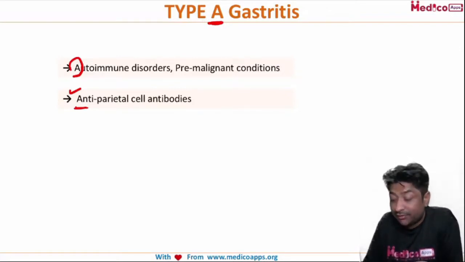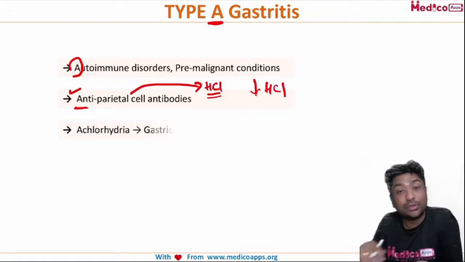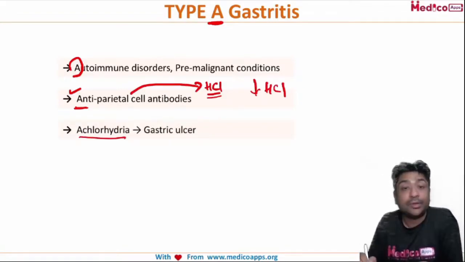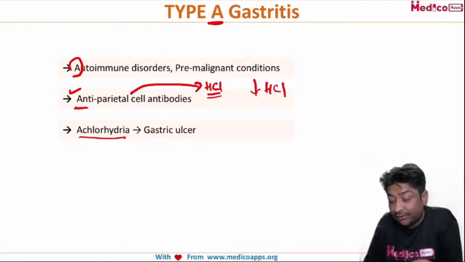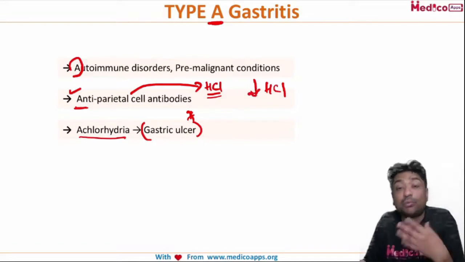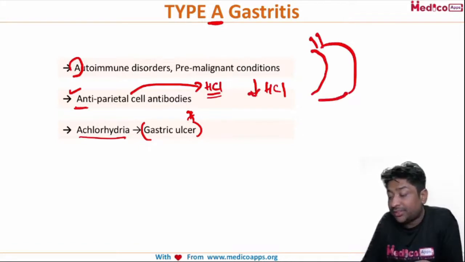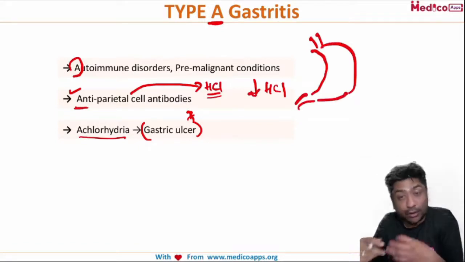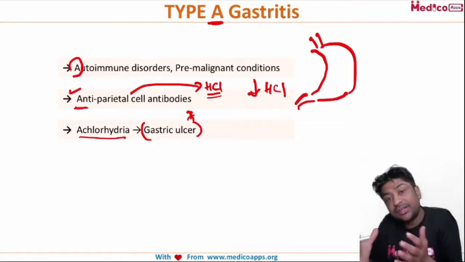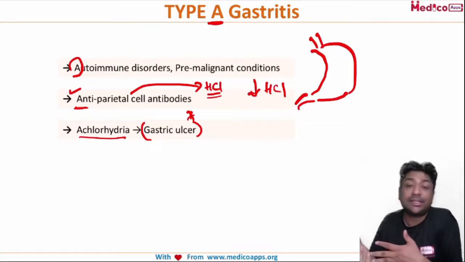These parietal cells are very important for your formation of HCl. So this will lead to decrease in the formation of HCl, also called achlorohydria. Now, this achlorohydria will lead to the formation of gastric ulcer. Many students get confused that even though, sir, HCl is decreasing, why is there a formation of gastric ulcer? Remember, stomach has very good defense mechanism against HCl. A lot of HCl is produced, and stomach has various defense mechanisms against that HCl which is produced.